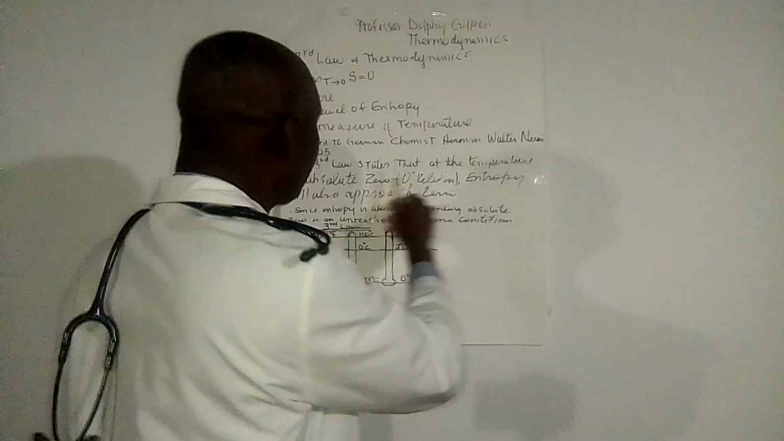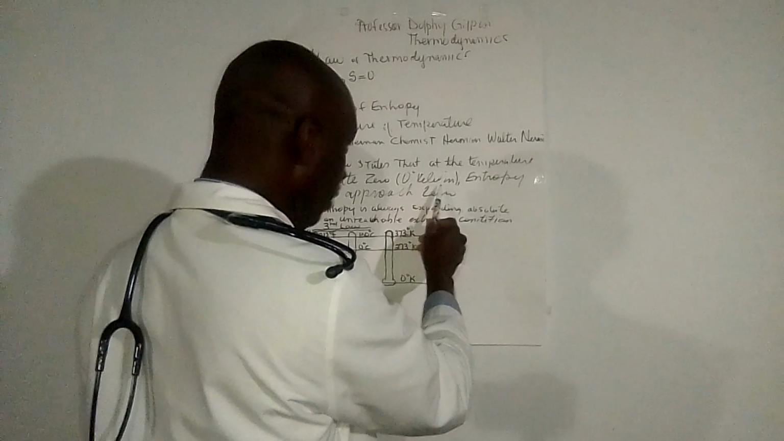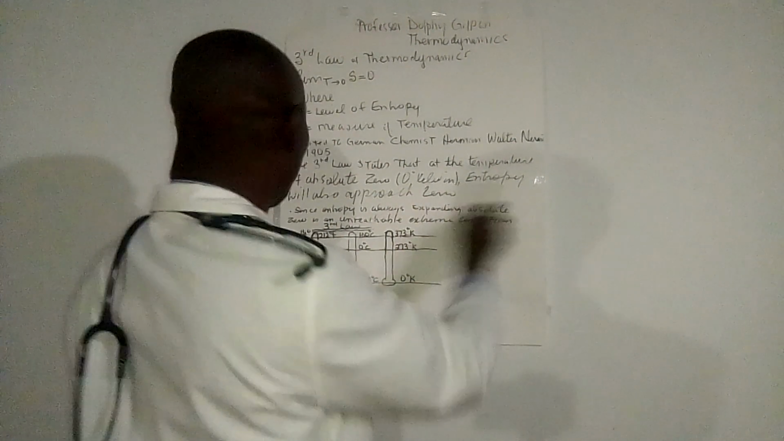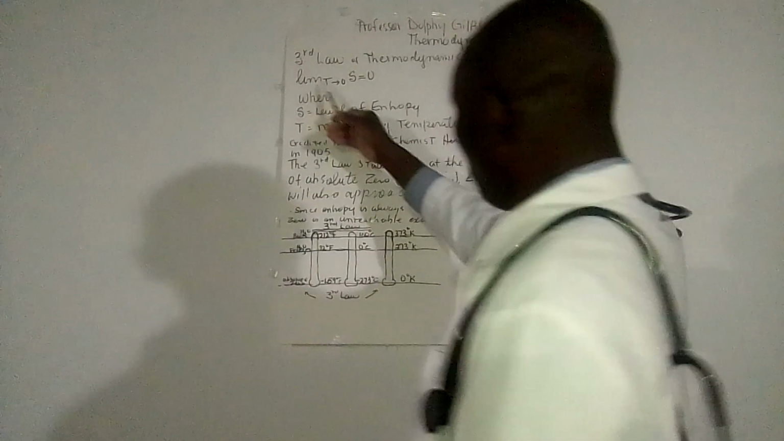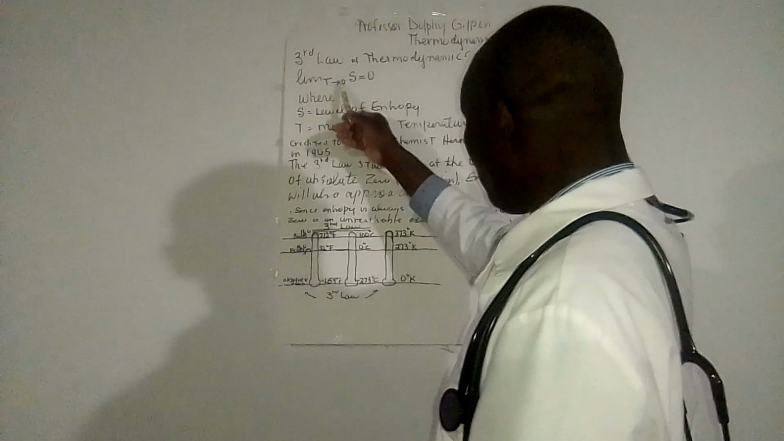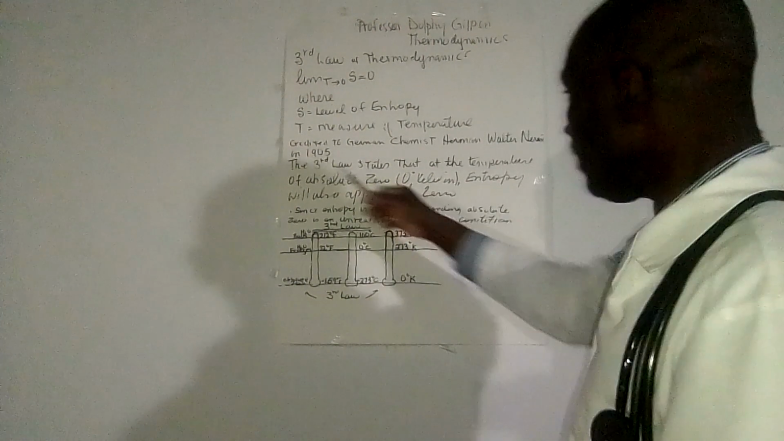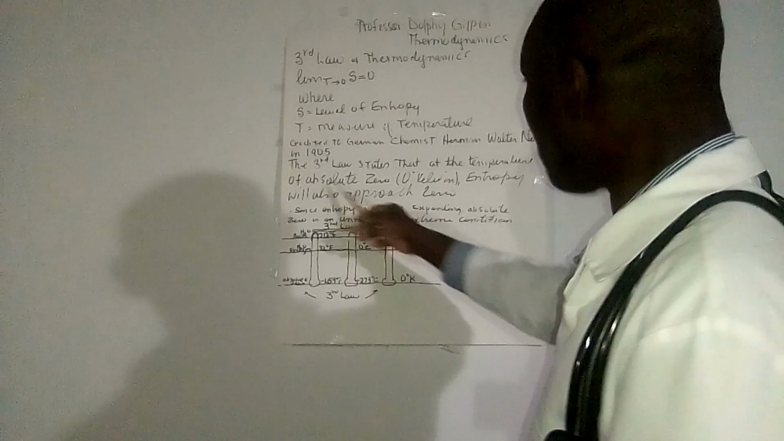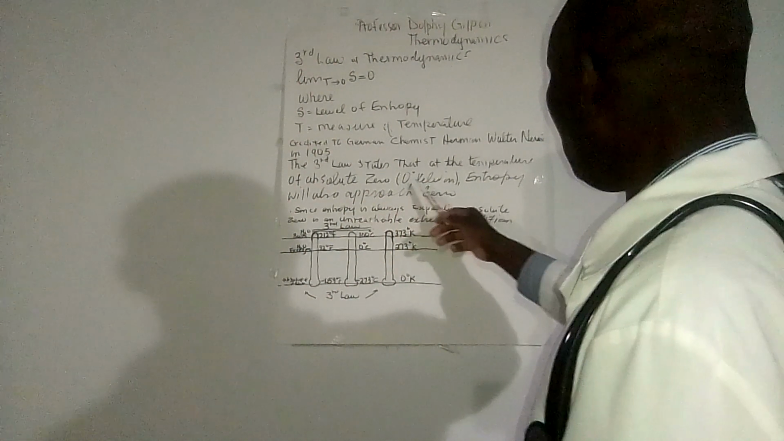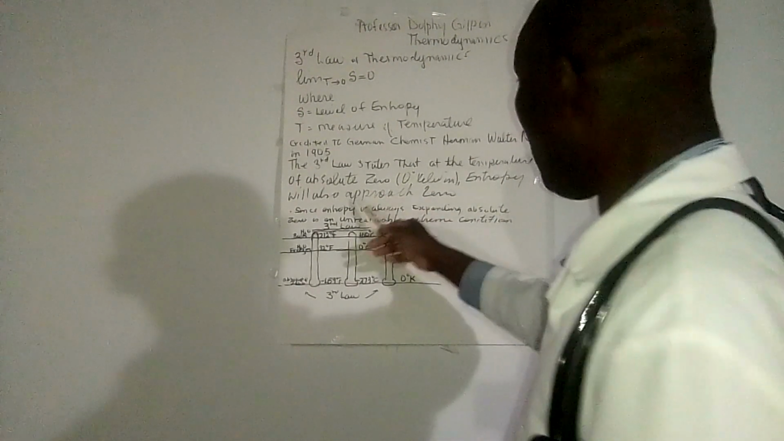Now, the third law states that at the temperature of absolute 0, or 0 degrees Kelvin, the entropy will also approach 0, which is mathematically put as the limit as T tends to 0 of S is equal to 0. And in words, at the temperature of absolute 0 degrees Kelvin, the entropy will also approach 0.